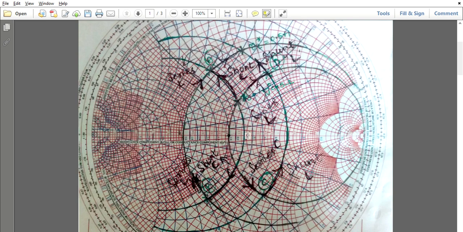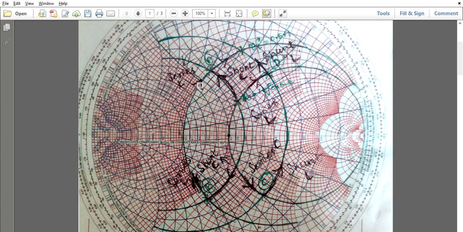So one arc is like this, and another arc is like this. This arc will give one element and this arc will give another element. What is the element here? This is the G circle, so it is a shunt element. The arrow is downwards, so it is C. So this arc will give shunt C. That's why I have written shunt C here.